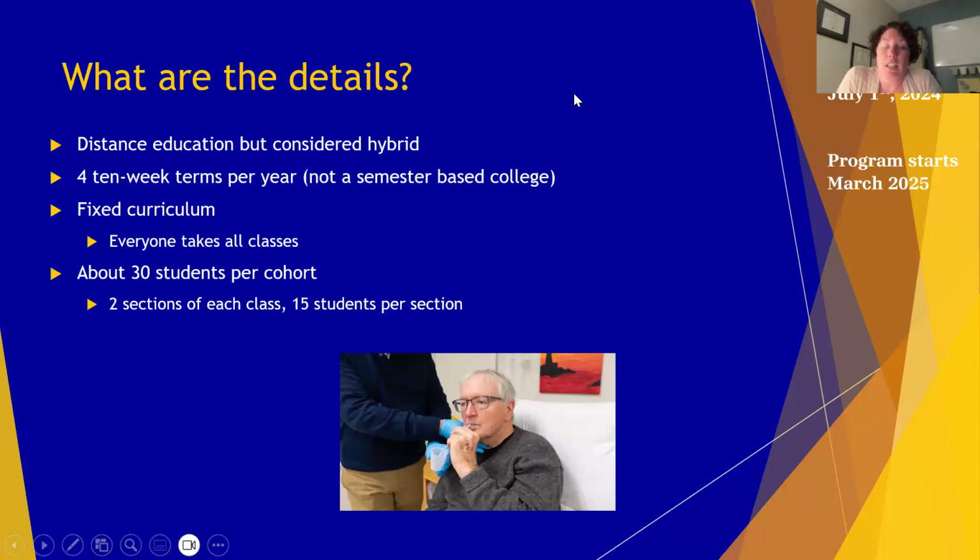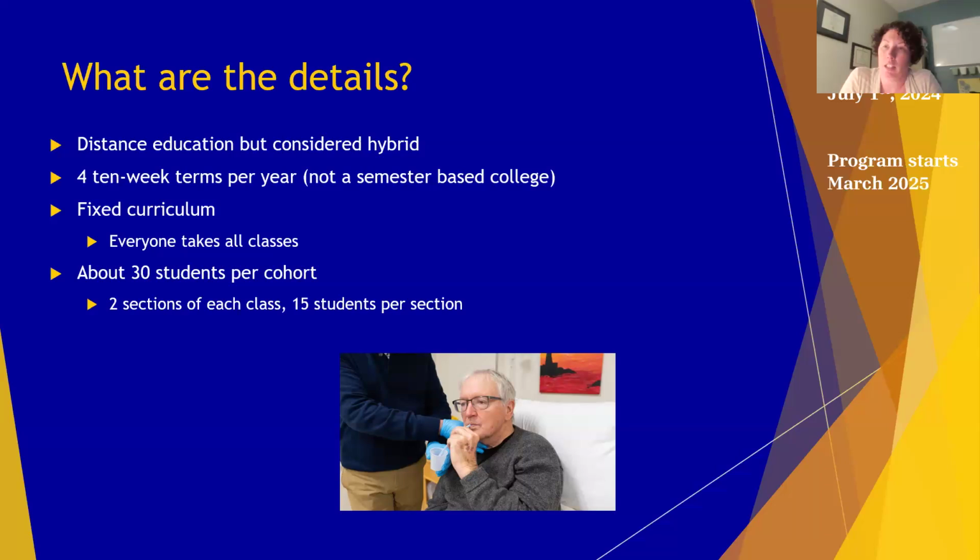Some of the details: it is distance education, but we would be considered hybrid because we do have 2 immersion weeks that we're going to talk a little bit more about in the future. The university operates on 4 10-week terms per year, so we're not a semester-based college. We start in summer term, which is where we are right now, so July until the end of September. And then we have fall term, which goes end of September to December.